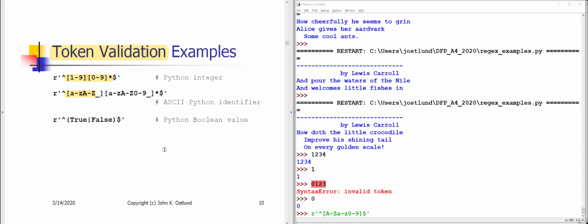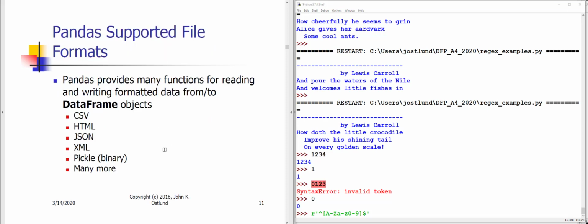Okay, well, that takes care of regular expressions. Let's look next at formatted file types that Pandas allows me to read and write directly. I can directly read and write comma-separated value files, HTML documents, JSON files, XML files.